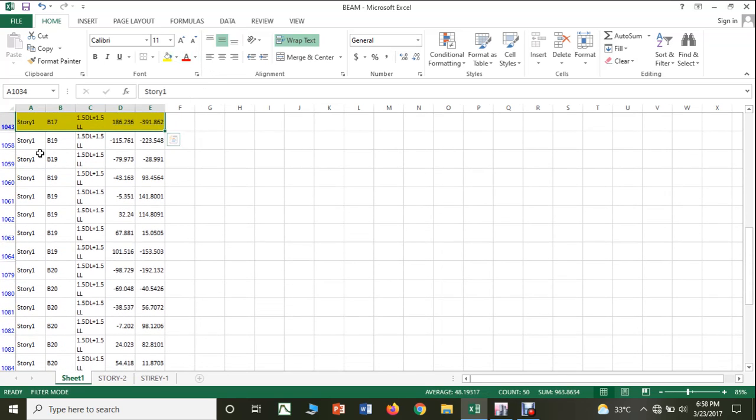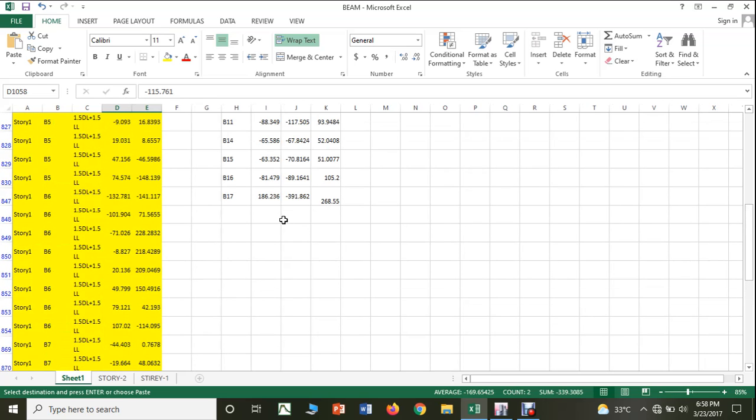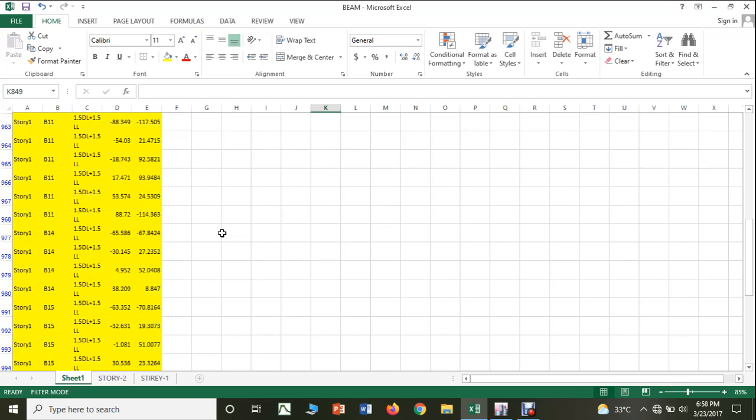The next that you can have is beam 19. In that, the highest negative value of moment and shear is this one, whereas the positive value is 141.8. So beam 19, correct, 141.80. That is beam 19.